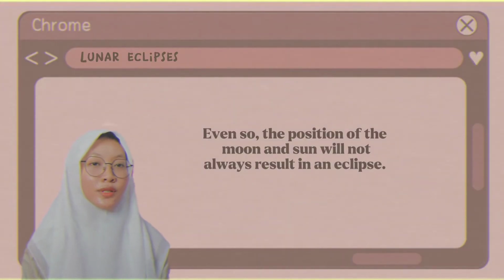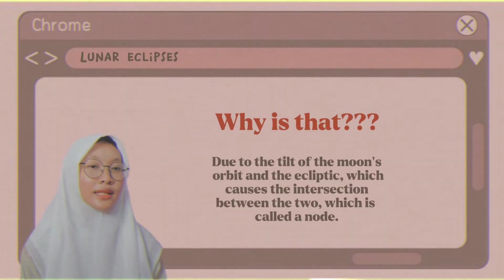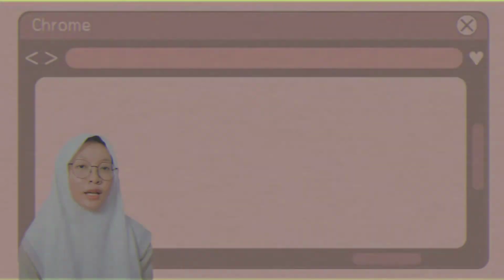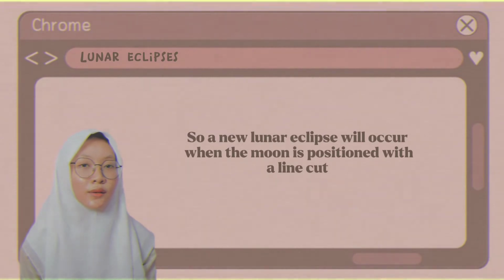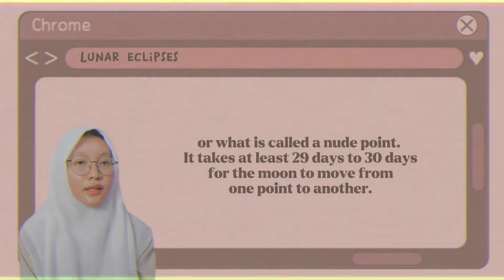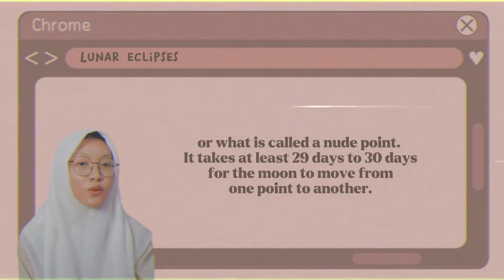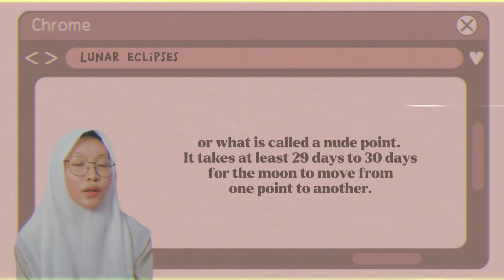Even so, the position of the moon and sun will not always result in an eclipse. Why is that? Due to the tilt of the moon's orbit and the ecliptic, which cause the intersection between the two, which is called a node. So a lunar eclipse will occur when the moon is positioned with a line cut, or what is called a node point. It takes at least 29 to 30 days for the moon to move from one point to another.